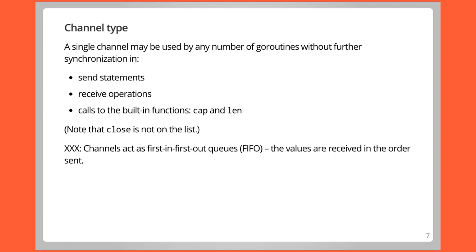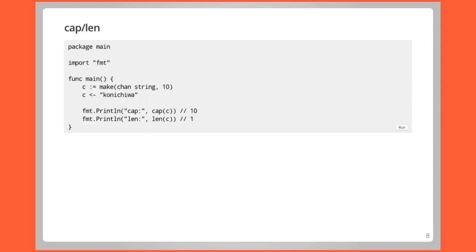Cap and len were on the list of thread-safe statements, and maybe not all of you know that we can do cap and len on channels. The cap is like with an array: it is the capacity of the channel, which is the size of the buffer, and len tells you how many elements are currently in the buffer. If you run this, we'll see that the capacity is 10, because we created a buffered channel with a size of 10, and we sent one item inside, and it's waiting for us to be received.